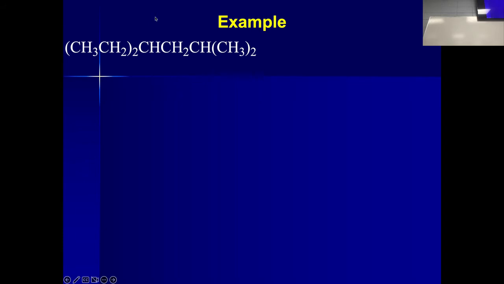What's the longest chain? 1, 2, 3, 4, 5, 6. 1, 2, 3, 4, 5. Looks like 6 is going to be the longest chain, right? So I can start to draw that out and get something that looks like that. That's what the bond line structure would look like for this. I would draw the 6 carbons out first, and then I would put the groups on where I need to.